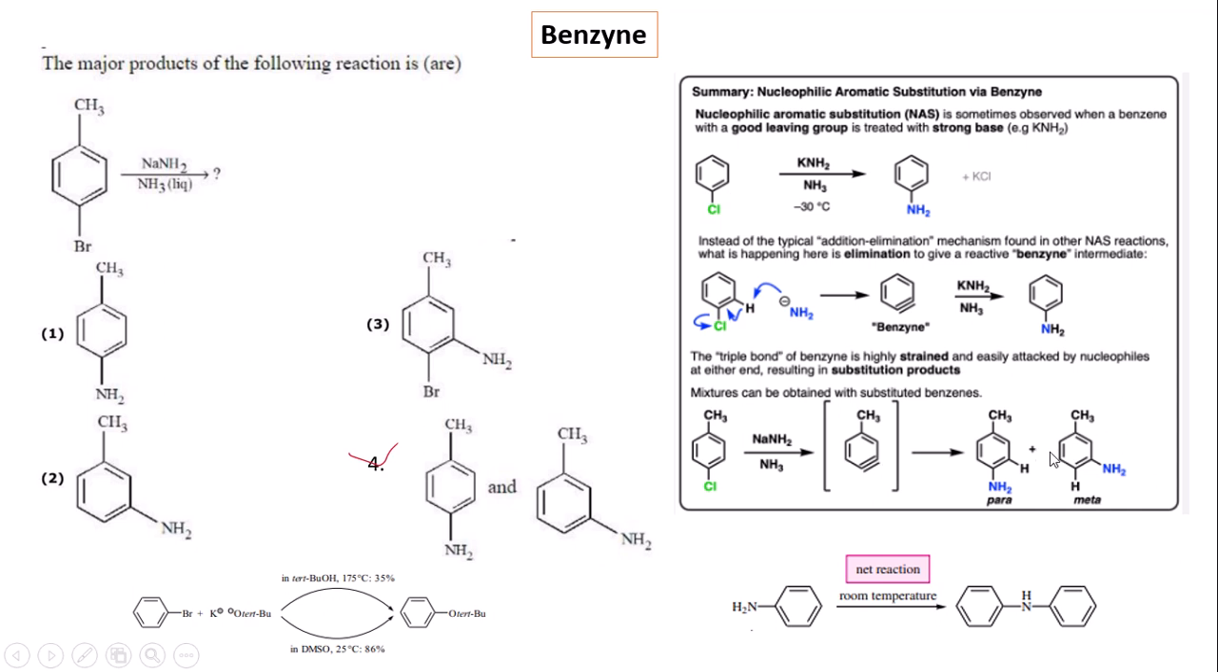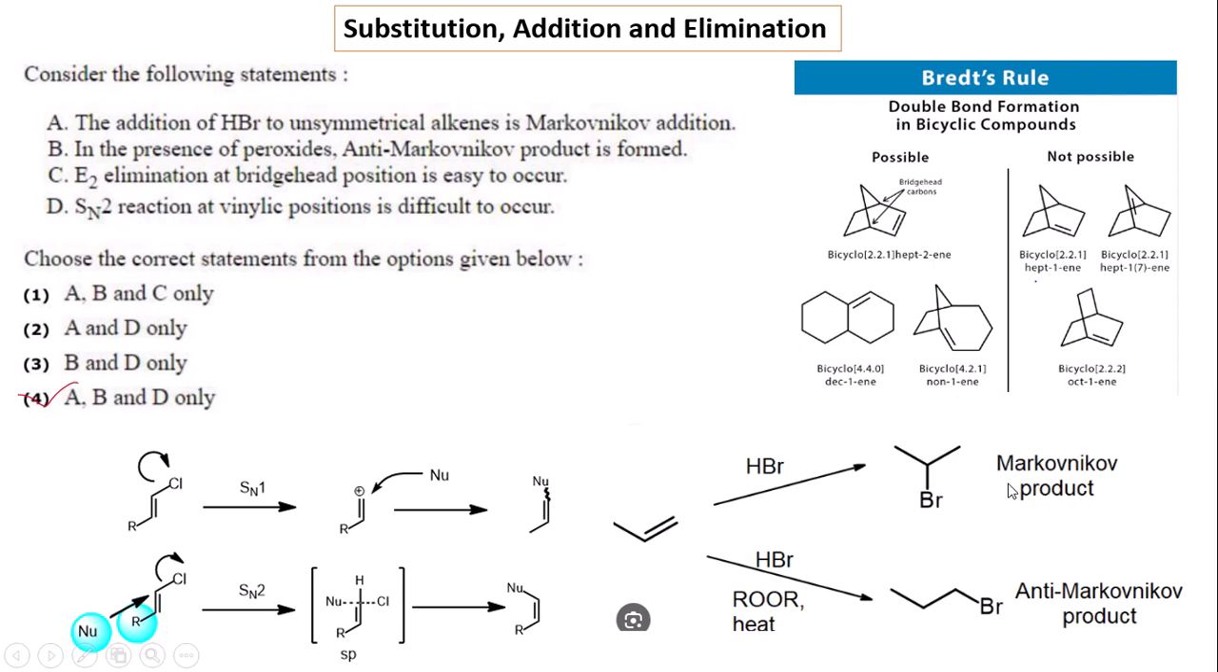The meta product is formed as the major amount, as the methyl group has the plus I effect. So the negative charge with increasing distance is more stable. So the meta isomer is formed as the major amount and the para isomer is formed as the minor amount. Now consider the following statements.